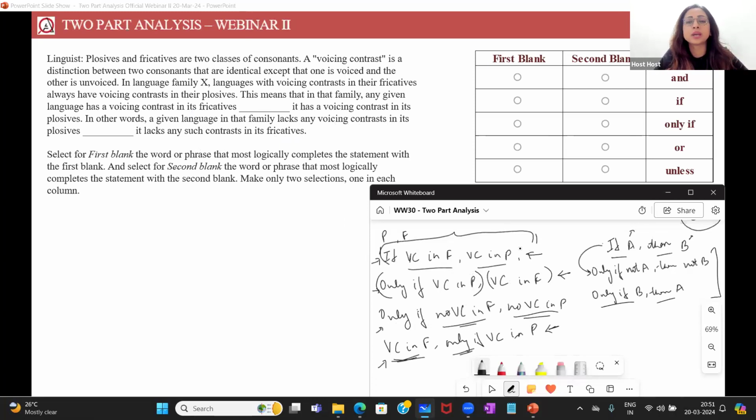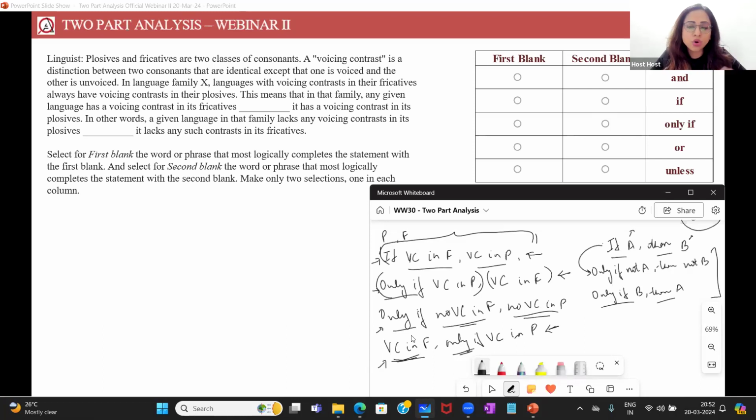We know how I can convert my if to only if. It is just that restatement. I'll either make them both negative or I'll switch their sequence, right? So that is why here the answer will be only if for both. We'll have only if and only if in both the blanks, right?